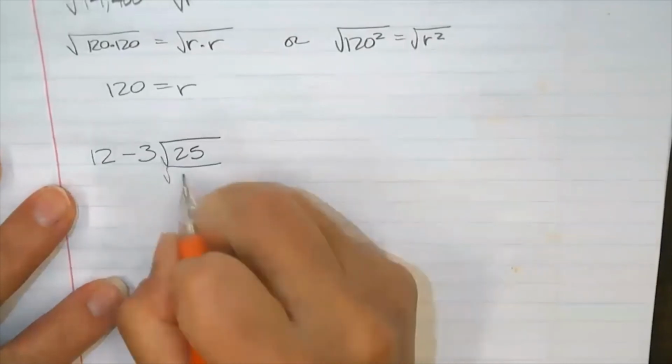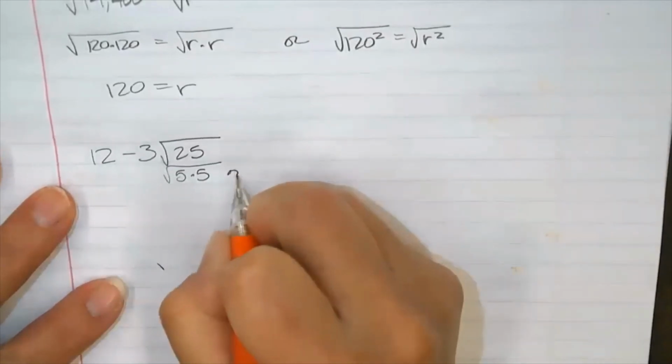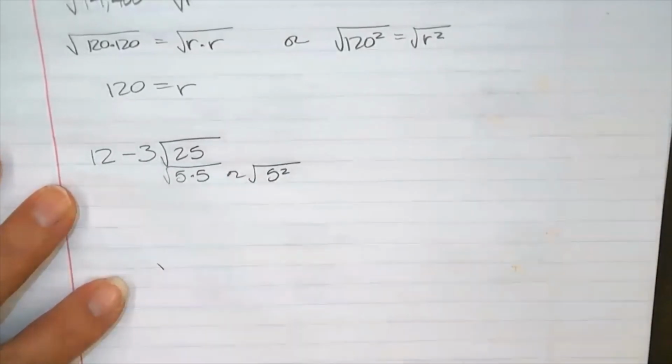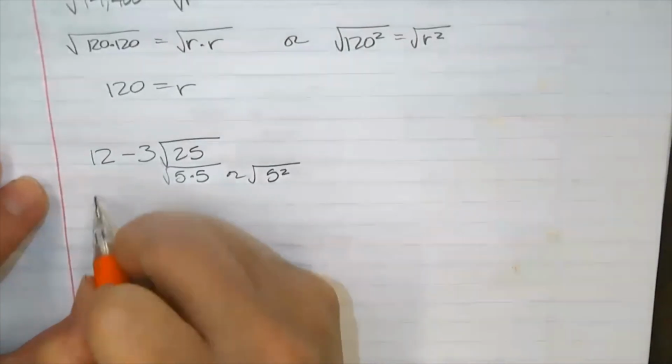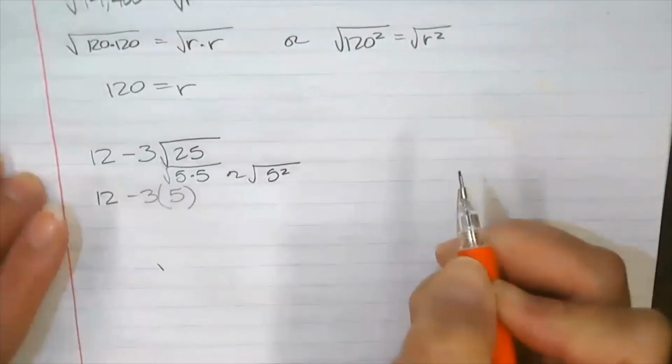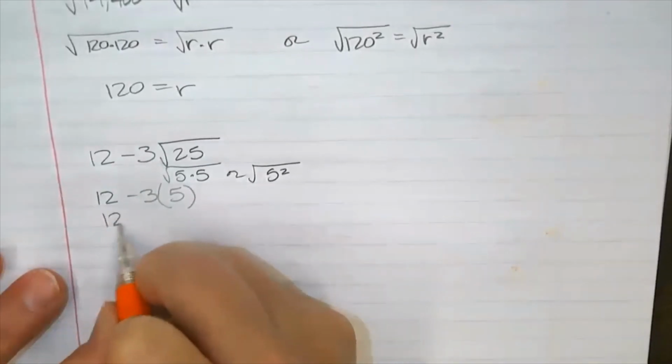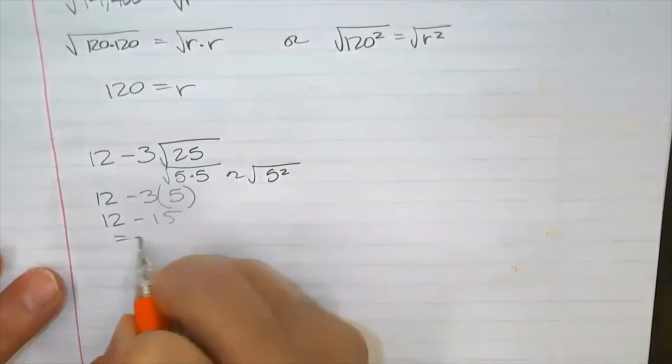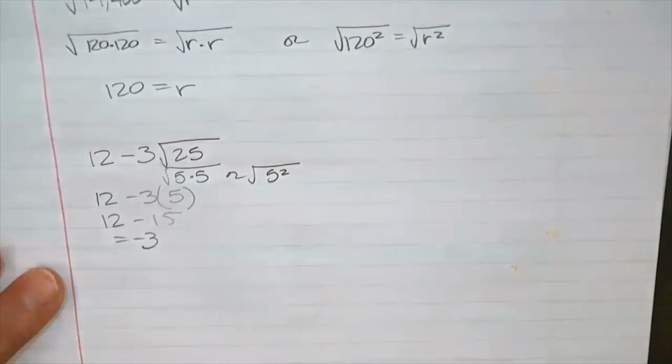So let's do the radical sign first. So this is the same thing as 5 times 5 or 5 squared. So this is 12 minus 3 times 5. 12 minus 15 equals -3. And let's do one more.